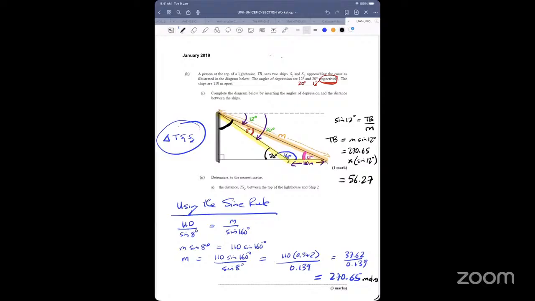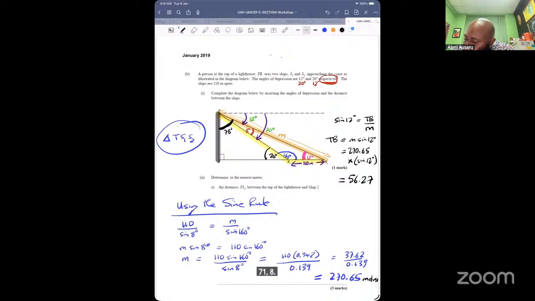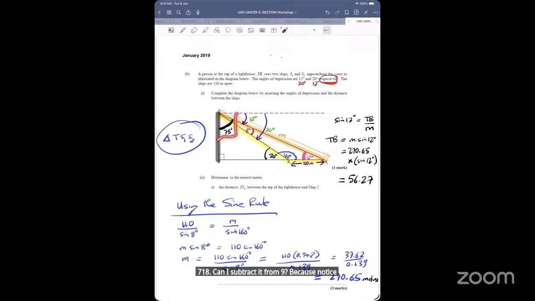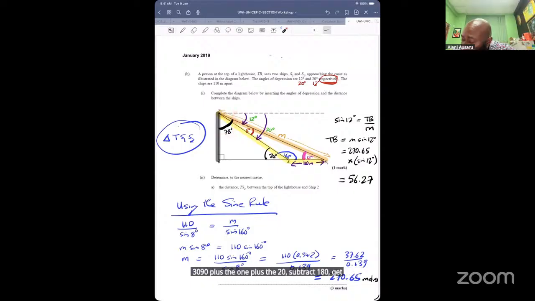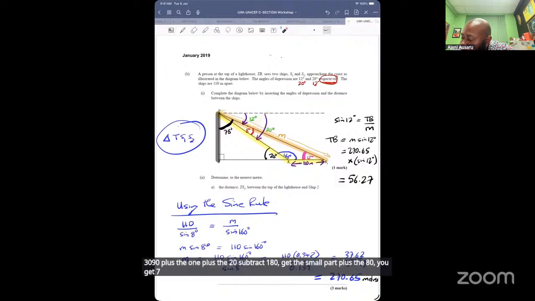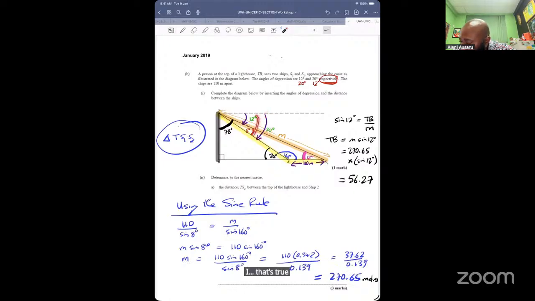Well, hold on, sir. 78. Because notice that this angle, 90 plus the 12 plus the 90, is 180. Subtract 180 and you get the small part plus the 8, which is 78. That's true. Because it is this angle, right?